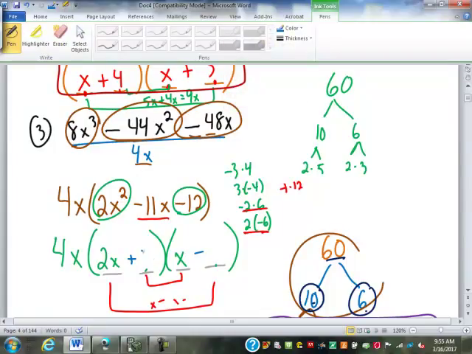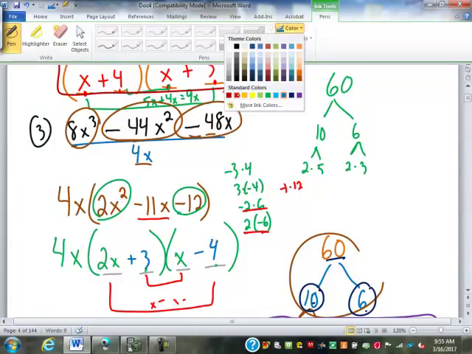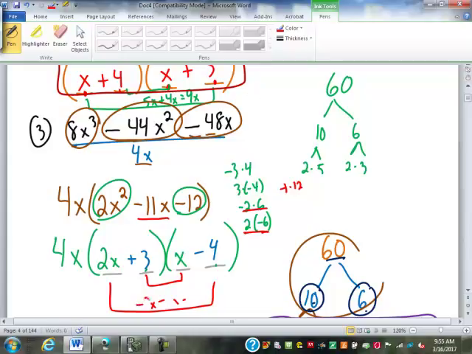Let's try the 3 and 4 the other way. On the outside there, we get 2x times negative 4 is negative 8x. 3 times x is positive 3x, which is a negative 5x. Closer, but not going to do it. Neither one of those came out to be a positive 11. If it came out to be a positive 11, that tells us I just got to switch the positive and negative. 3 and 4 aren't going to cut it.